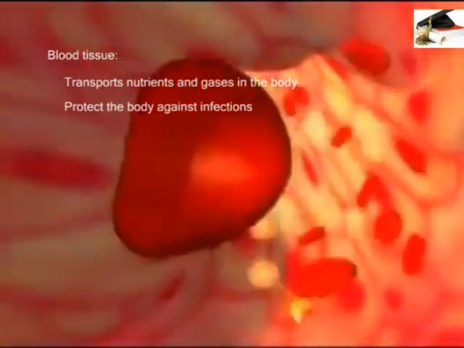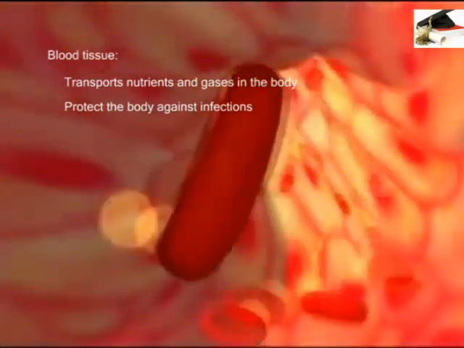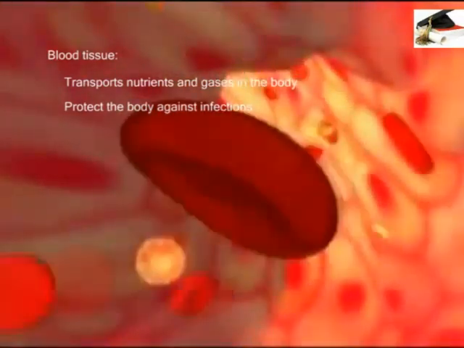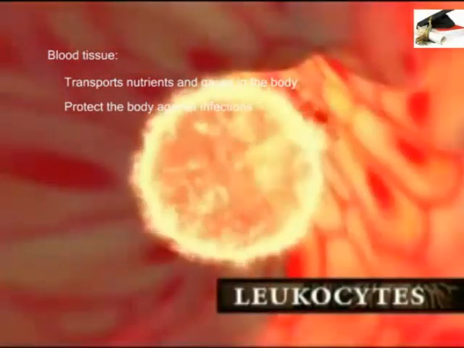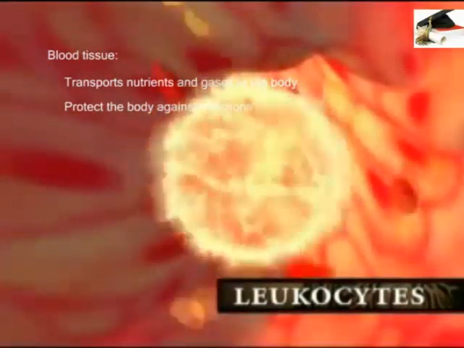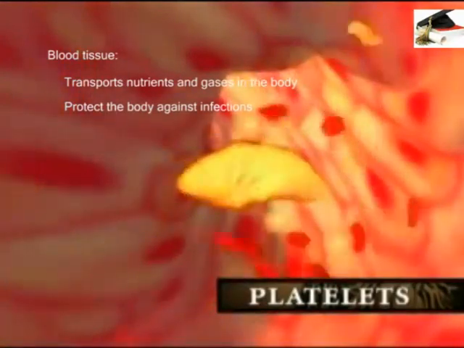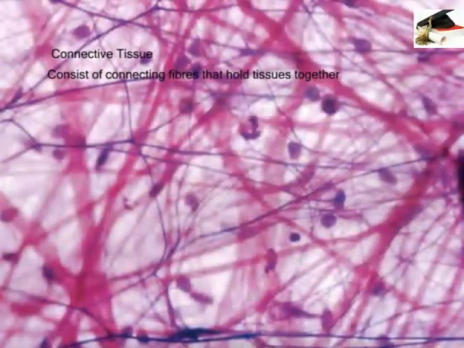Blood tissue. Blood is a fluid containing red blood cells, white blood cells, and platelets. Blood transports many substances, including gases, nutrients, and protects the body against infection. Connective tissue. Connective tissue consists of strong fibers that connect other tissues and organs, holding them together.